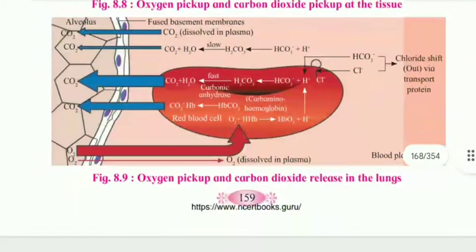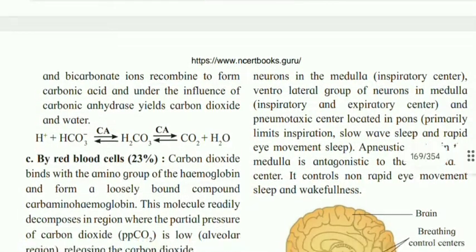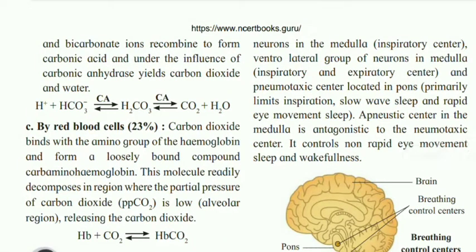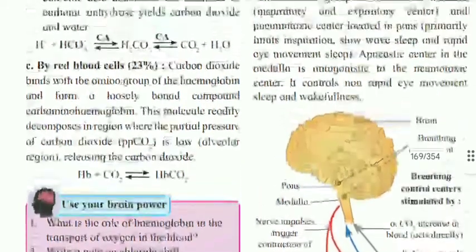So yeah, you can see these diagrams. Hydrogen ion and bicarbonate ion recombine to form carbonic acid, and under the influence of carbonic anhydrase yield carbon dioxide. By red blood cell it is 23%. Carbon dioxide binds with the amino group of hemoglobin and forms a loosely bound compound, carboamino hemoglobin. You can also say that this molecule readily decomposes in regions where the partial pressure of carbon dioxide is low, releasing the carbon dioxide.